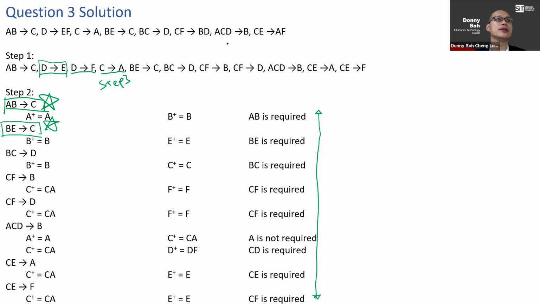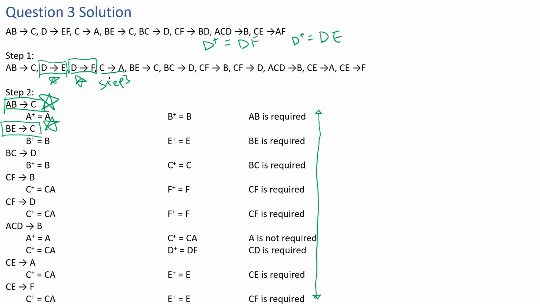Let's assume I don't have D implies E, and I find the D closure. D closure equals DF. DF is also not here, and so that's all I can do. And D implies E is also required. D implies F: I find the D closure equals D, E. Is that all? It seems to be. DE is also not present in any one of these, so D implies F is also required.